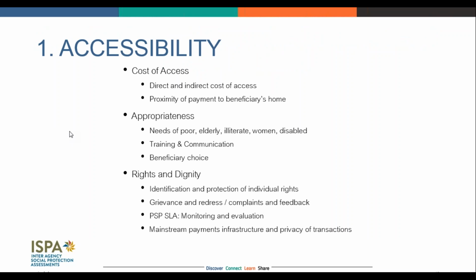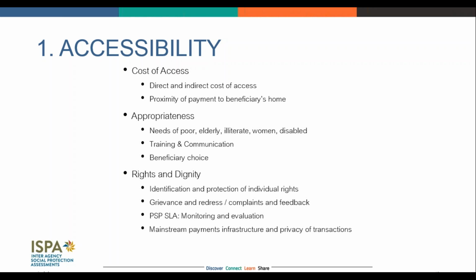So the first criteria is accessibility. And we break down accessibility into 3 different areas. The first one is cost of access. And really here, when we're talking about accessibility, we're looking at the cost of access for beneficiaries of a particular social protection program. So the cost of access for your beneficiary will be the cost of collecting their transfer. This can be made up of direct and indirect costs.